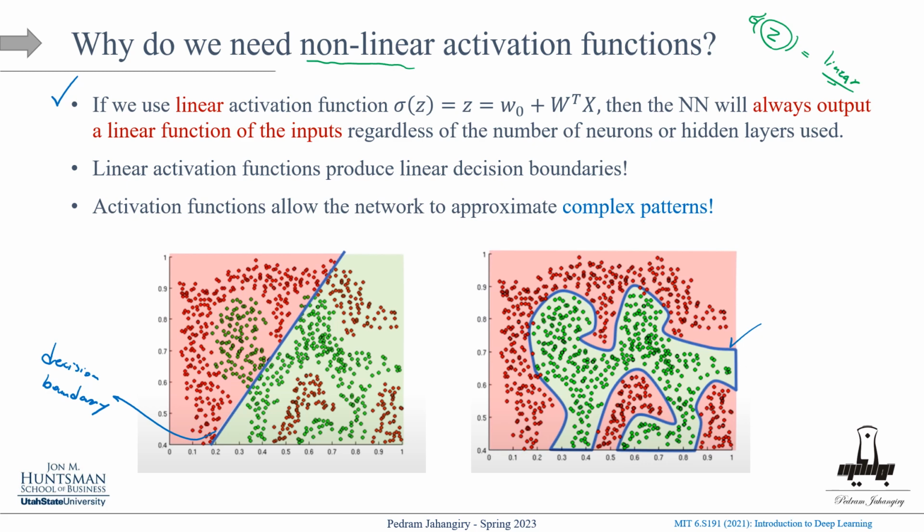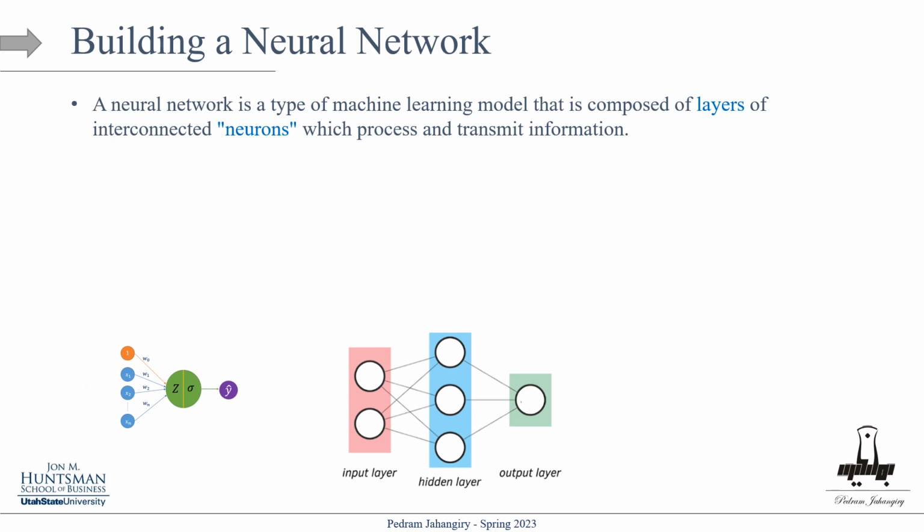Okay, so now let's look into the next topic, which is building a neural network. A neural network is a type of machine learning model that is composed of layers of interconnected neurons which process and transmit information, right? So here, for example, we have 3 neurons and one hidden layer. These are the inputs and this is your output. So in this example, we have one input layer, one output layer, and one hidden layer, right?